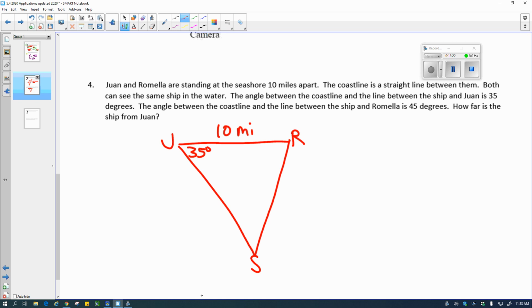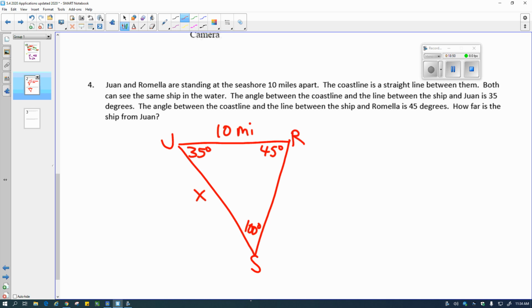And then they go through the next one that says the angle between the coastline and the line between the ship and Ramella is 45 degrees. And so that's going to give me that angle over there by Ramella. I'm looking for Juan's distance. This is another setup that screams law of sines. I just have to find the missing angle. I did the math in my head and I think I got 100 degrees.